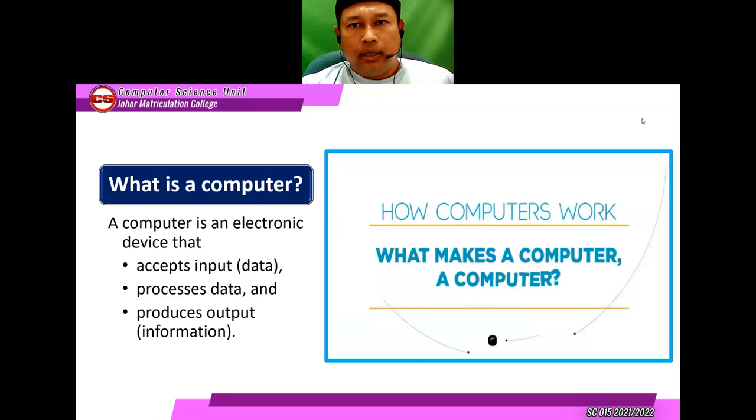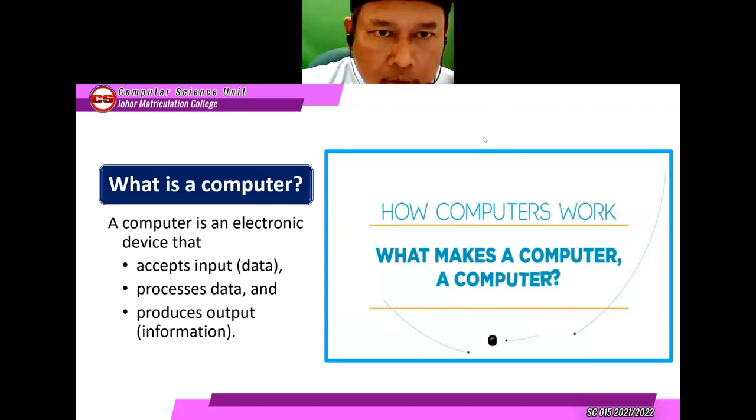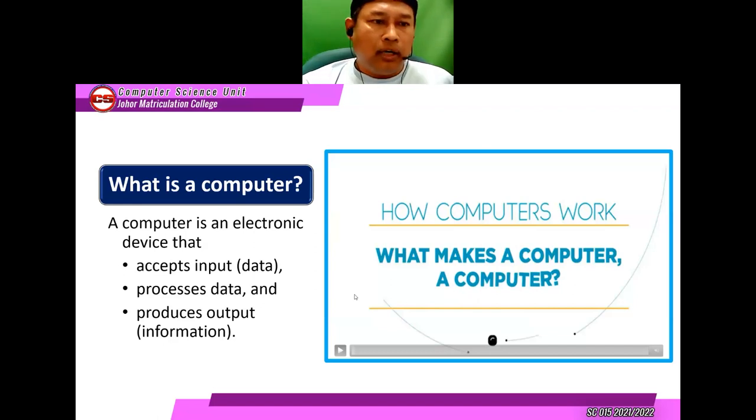Jadi, kalau, maaf ada 4 orang yang maklum masuk, okey.